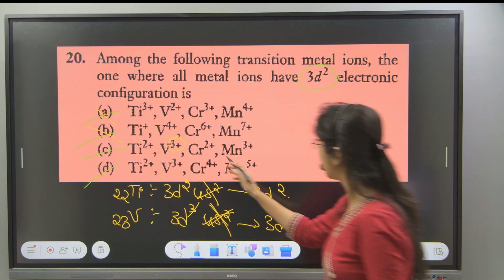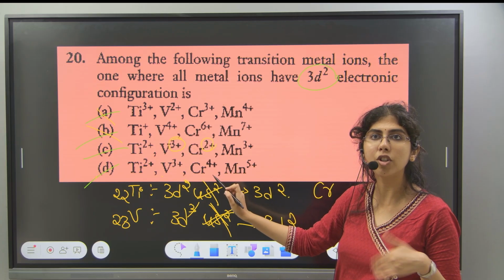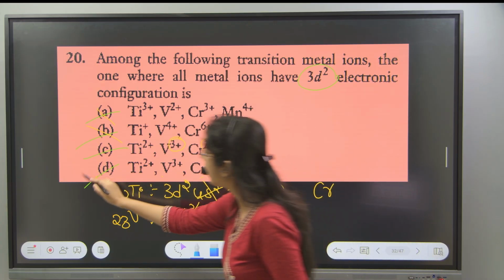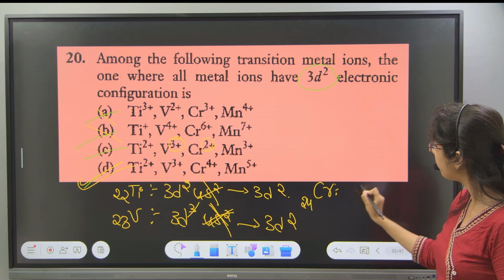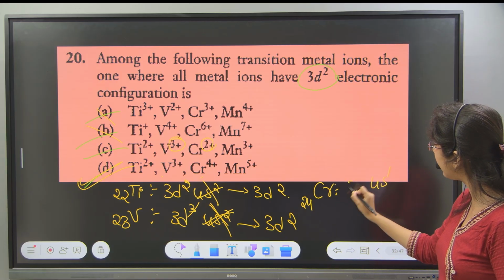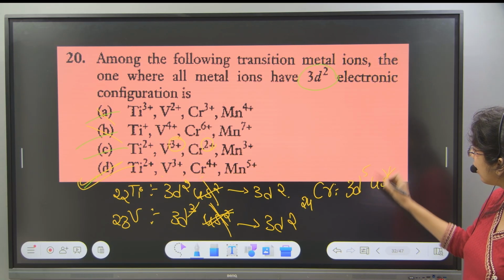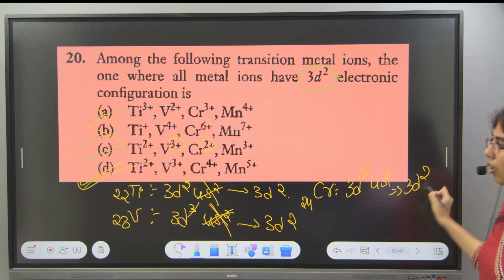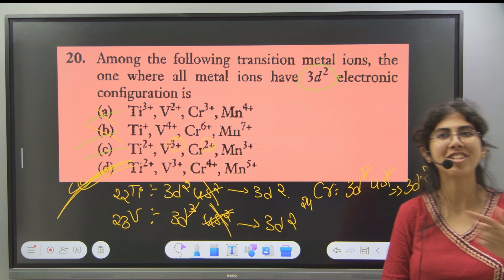Now chromium, obviously 2 plus is not possible. We should remove more electrons to get 3d2. Directly we can take option D. I'll just take chromium 24. It is 4s1 3d5. Remove 4 electrons, 1 from here and 3 from here. So you will get 3d2. Yes, option D is correct.